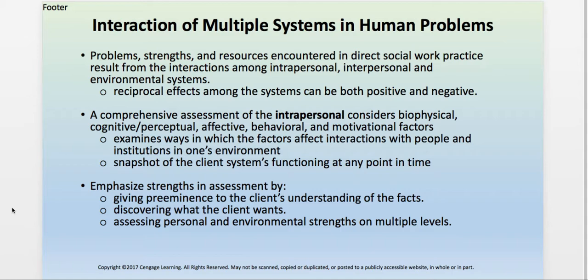So the problems that you do run into, and the strengths of the client and the resources available, really all result from the interactions among the individual, the persons around that person, and the systems in which they live. There is a reciprocal effect in the system, so the effects between these two systems can be both positive and negative. It isn't just that the environment affects the client, as we know, but the client affects the environment as well. They are both a contributor and a recipient of the nature of the interactions with other individuals around them. We impact our environment and our relationships as those relationships and environments impact us. So it's worth looking at both angles on that as you go through the assessment.